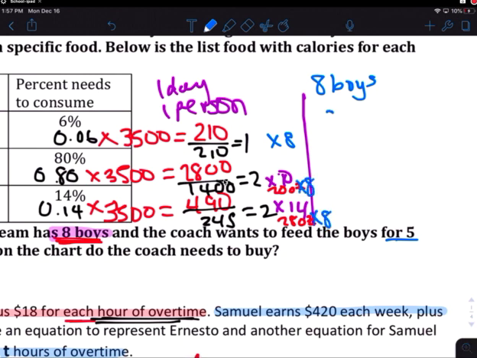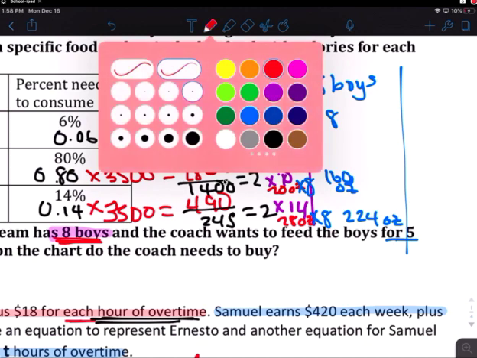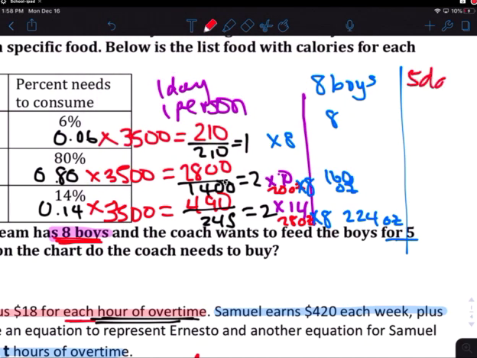You get 8 apples for 8 boys. This is for 1 day only though. 160 ounces of pasta. And I think this is 200 and, let's see, 24. 224 ounces of lemonade. But then he's feeding them for 5 days. So you need to multiply it by 5.